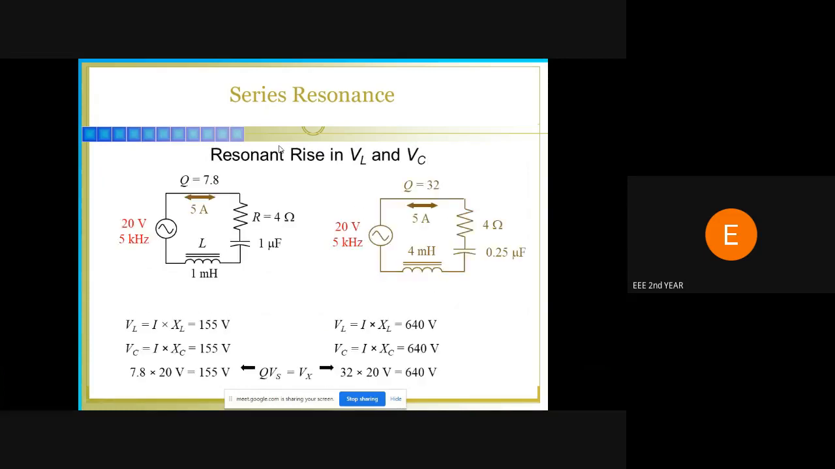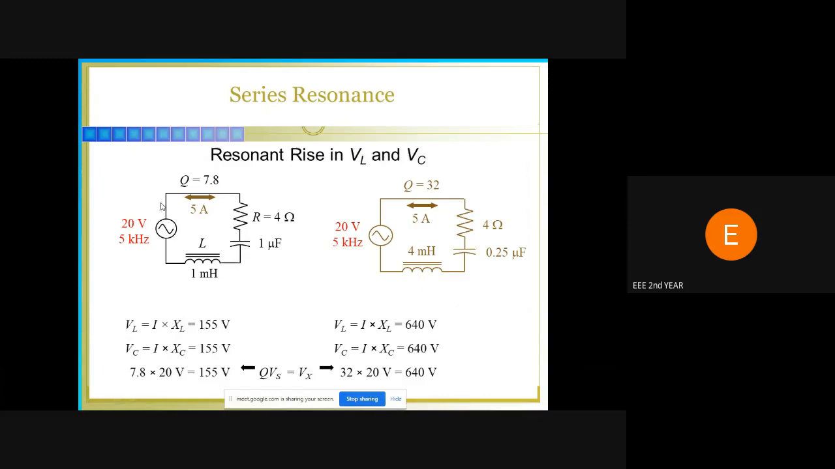In this case, we are seeing the resonant rise in VL and VC. The resonant rise goes from VL to VC. Here the Q is equal to 7.8, and in this other circuit Q is equal to 32. Where VL is equal to I into XL, commonly we determine 155 volt, and VC equal to I into XC equal to 155 volt. Based on this, Q 7.8 into 20 volt, which is also equal to 155. This is the common voltage.